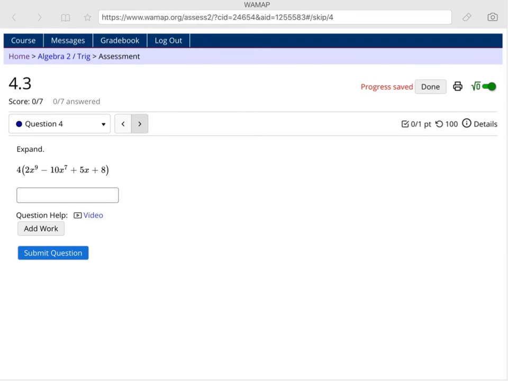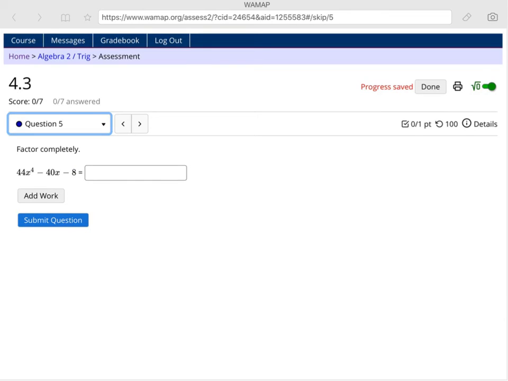Then 4 times 5x, that's going to give me 20x. Again, the x stays the same. And then 4 times 8 is going to be 32. I've now multiplied the 4 in. That is now considered to be expanded, and that is then done.